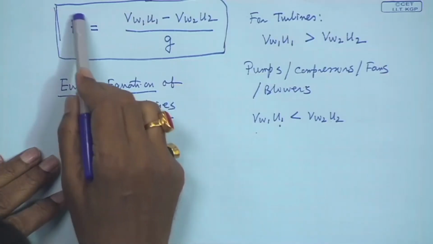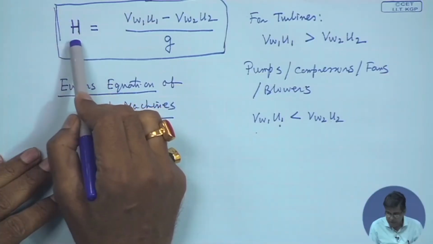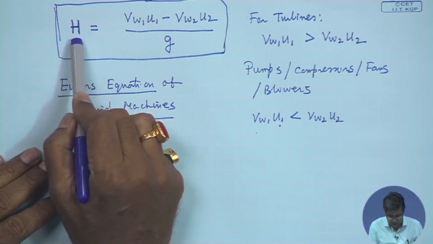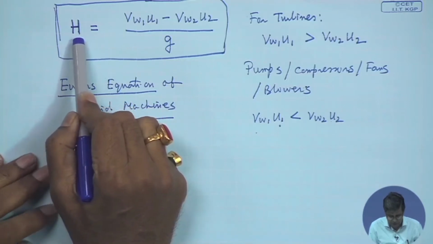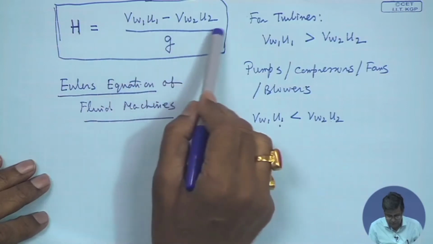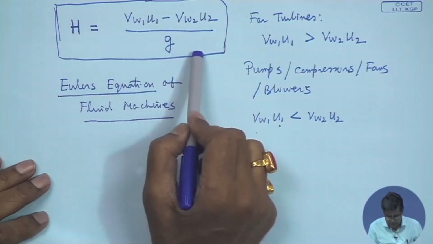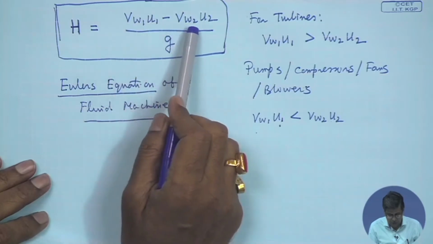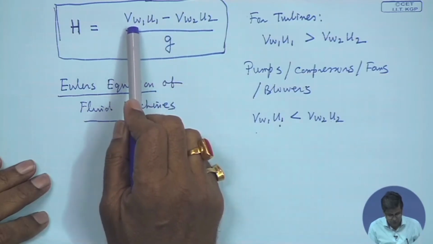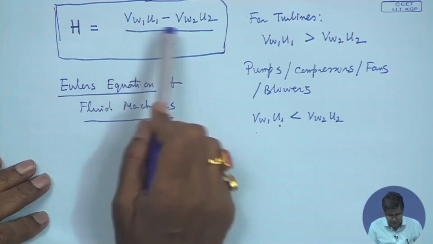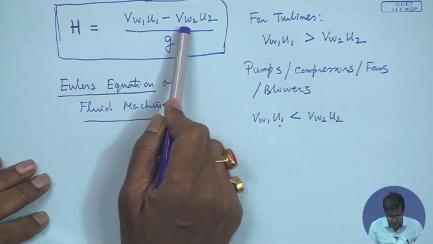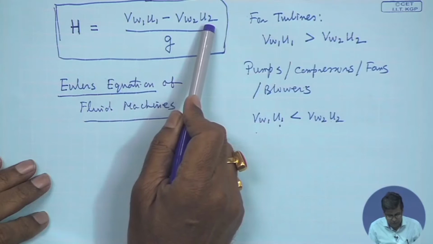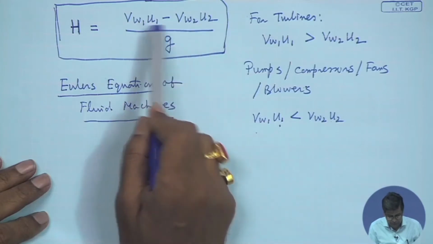Now, in the last class, we derived this expression, where H represents the head, or the energy per unit weight, that is being delivered by the fluid to the rotor. And the nomenclature again I repeat: VW1 and VW2 are the tangential components of fluid velocities at inlet and outlet of the rotor respectively, and U1, U2 are the linear velocities of the rotor at inlet and outlet.